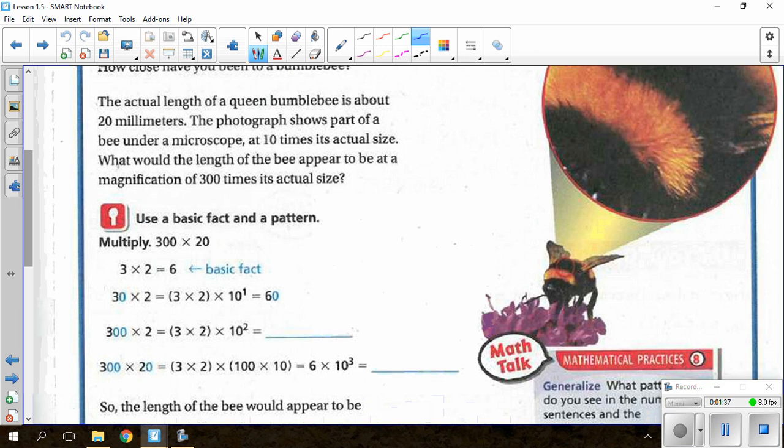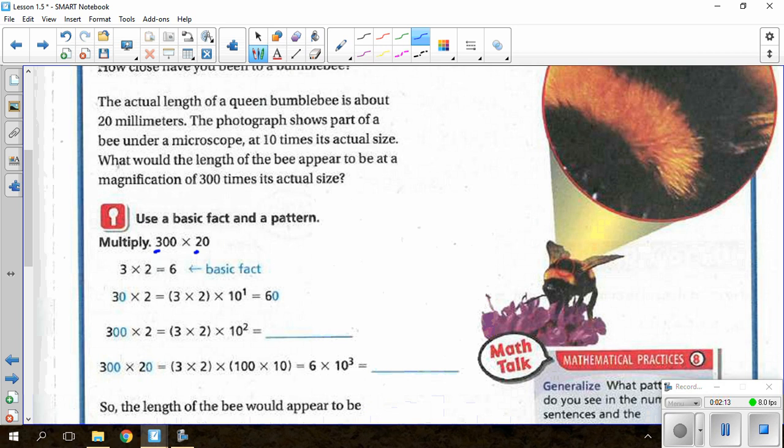So in order to answer this, we are going to use a base 10 fact, or a basic fact, and a pattern. So we know that the original multiplication problem is 300 times 20. Remember, we wanted to magnify it 300 times, and the original length is 20 millimeters. So when we pick out our basic fact, we are taking the first digit from both of the factors, so the 3 and the 2. Our basic fact is 3 times 2, which we all know equals 6.